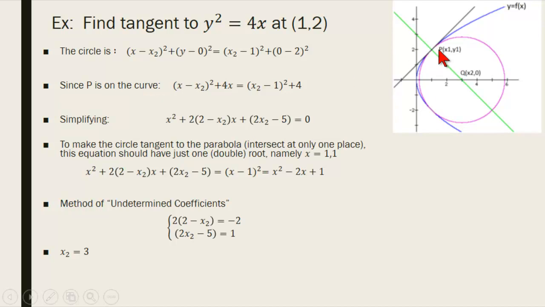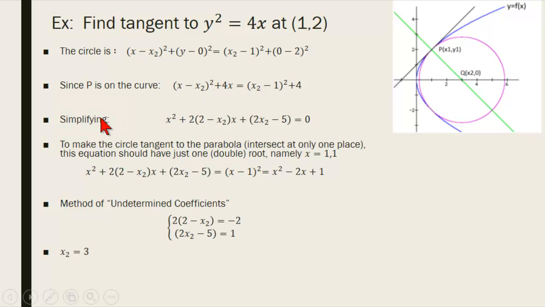And then the y leg of the triangle is 2 minus 0, quantity squared. Next step is to note that point P is on both the circle and the blue curve. And so when there's a y squared term here on the left-hand side, we can replace it by 4x. While on the right-hand side, I'm just squaring the number 2.